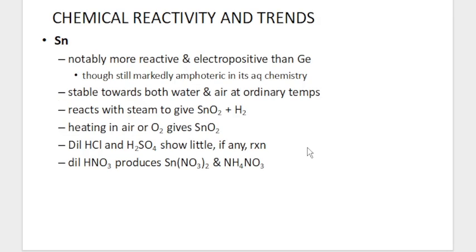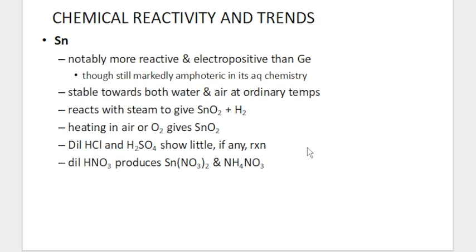Now let's consider the chemical reactivities and trends. First of all, tin is notably more reactive and electropositive than germanium. It is stable towards water and air at ordinary temperature. However, tin tends to react with steam to produce tin(IV) oxide and hydrogen gas. On heating in air, tin would give tin(IV) oxide.